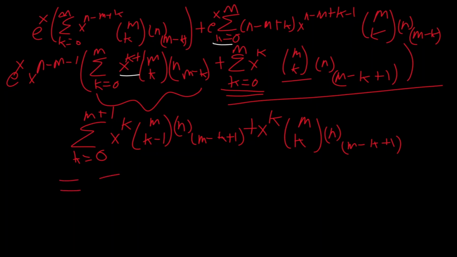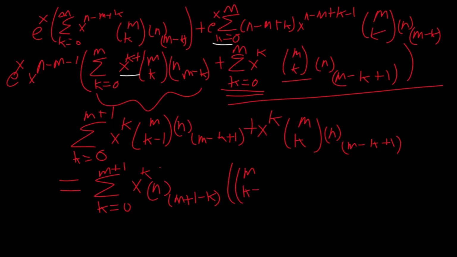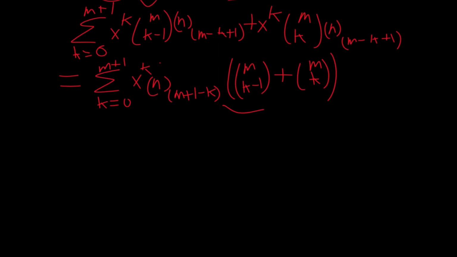So what that leaves us with is the sum from k equals 0 to m plus 1 of x to the k, and then n following factorial m minus m plus 1 minus k. I'll write it like that because you'll hopefully see why shortly. And then we have times m choose k minus 1, plus m choose k. I will leave it as a proof to the viewer to prove that this is indeed m plus 1 choose k.